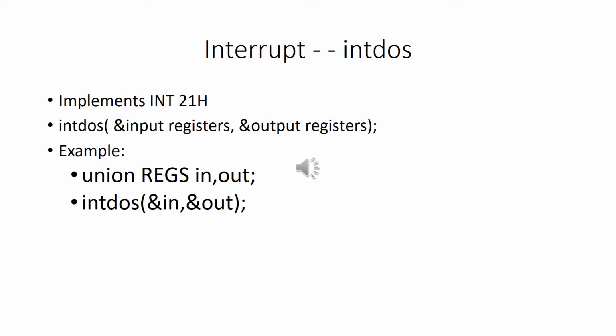Now the next function is intdos. It's a single word, intdos. This is used specifically for the interrupt 21H. So we need not mention the interrupt number here. It is the same as that of int86. The only difference is it is only meant for int 21H. So it uses only 2 parameters. First one is the address of input registers, second one is the address of output registers. So int86 with 0x21 comma in comma out is equivalent to intdos with in and out.